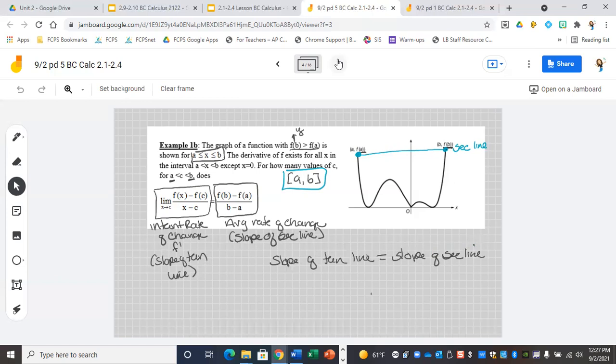So this is a graphical approach. Anytime they're talking about average rate of change or instantaneous rate of change and they're giving you a graph, you're looking at slopes of tangent lines and slopes of secant lines. Okay, does that make sense to everybody so far?